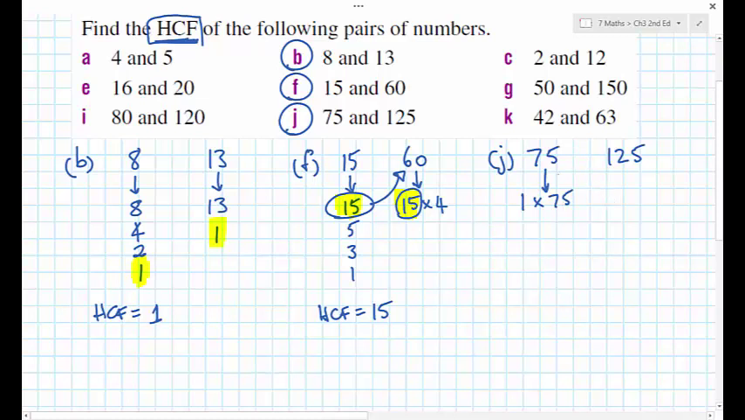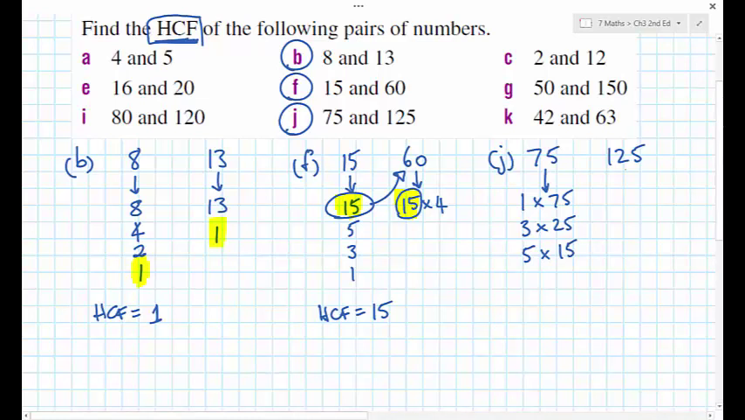I know 2 can't. Will 3 go into it? Yep, 3 will go into it 25 times. I also know that 4 can't, but 5 can, and 5 goes into it 15 times.